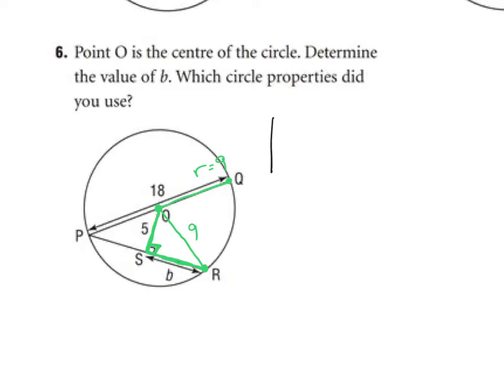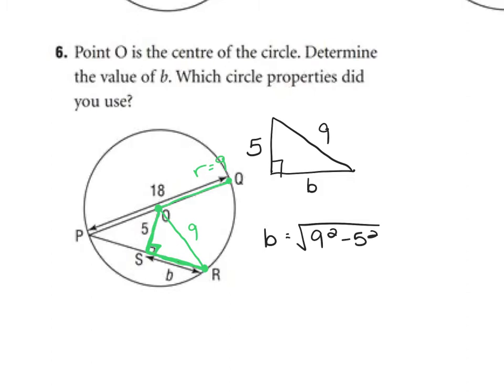I'm just going to sketch it over here, where the hypotenuse is 9, this leg is 5, and B is the missing side. So B is going to be the square root of 9 squared minus 5 squared. 9 squared minus 5 squared, and to the nearest 10th is 7.5.